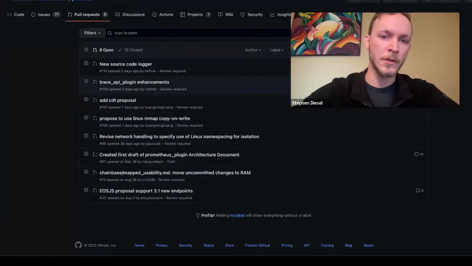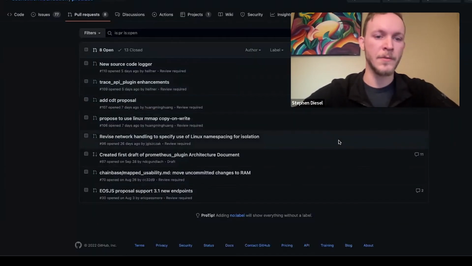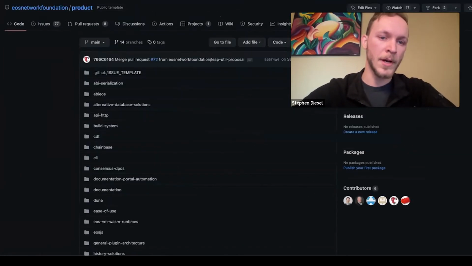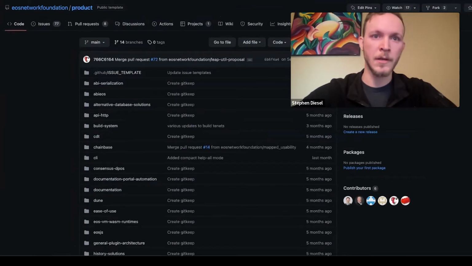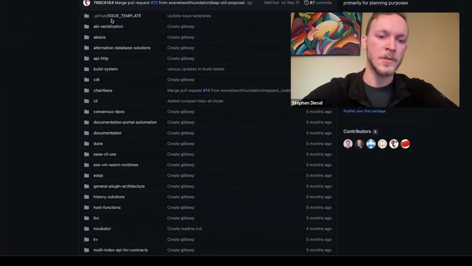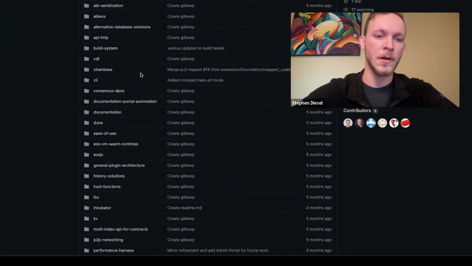So I'm delinquent on a little bit of documentation on this front for how best to accomplish this, but inside of the EOS Network Foundation product repository, I'll go ahead and send a link for that as well in the chat. What you can see here is there's basically just a folder or subdirectory structure outlining much of the taxonomy in support of LEAP and some of the other ENF functions.